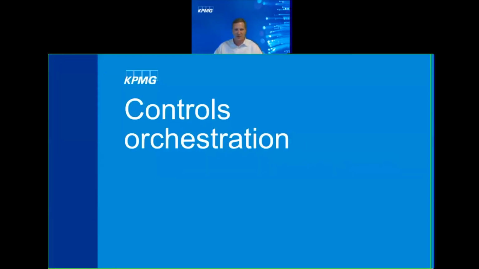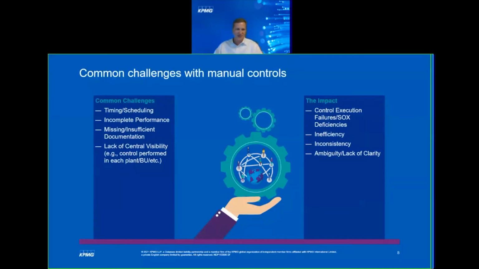So first, let's talk about controls orchestration. This topic, as I was mentioning, relates to manual controls. And what we find is that after you get controls right, the vast majority of pain points with technology in general, but specifically S4 HANA, is not the automated controls. Those are rarely the causes of control deficiencies. Those are rarely the causes of issues in processes and controls. Those are rarely audit findings. What tends to be the pain points are manual controls.